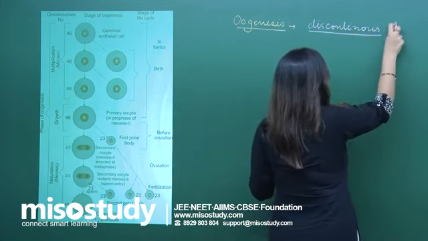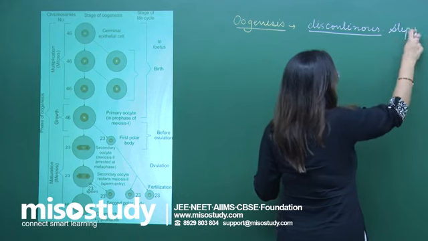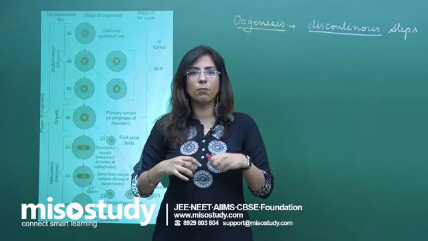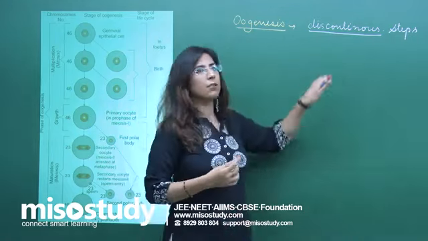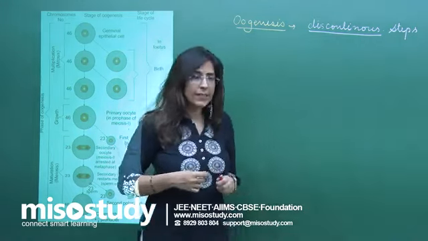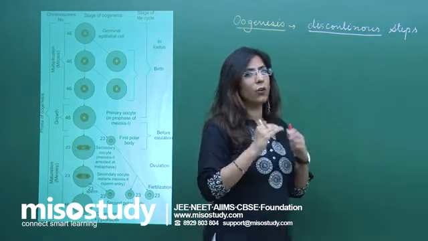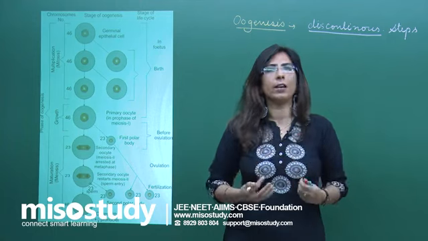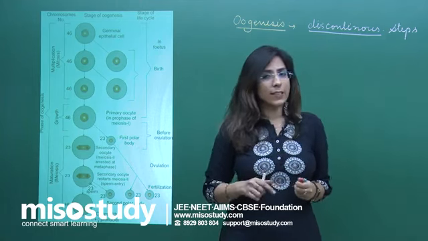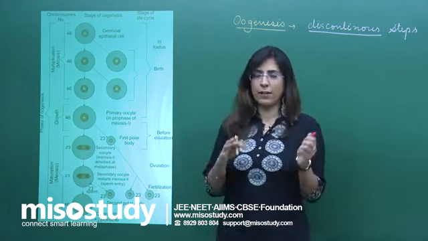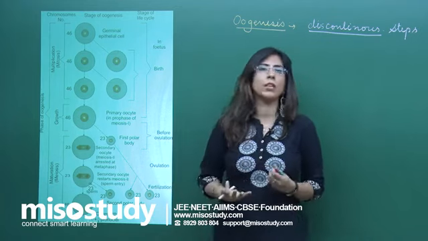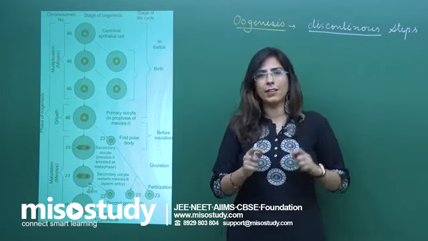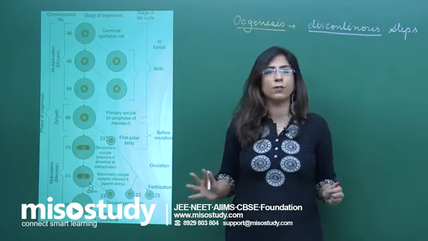Or you can say the whole process in which the formation of the egg takes place is not a continuous process. There are certain stages in which it halts, and after that there are certain stages where it starts dividing again. From this topic many questions can be asked, like which is the particular stage in which the follicle arrests, and so many other questions can be asked from this topic.